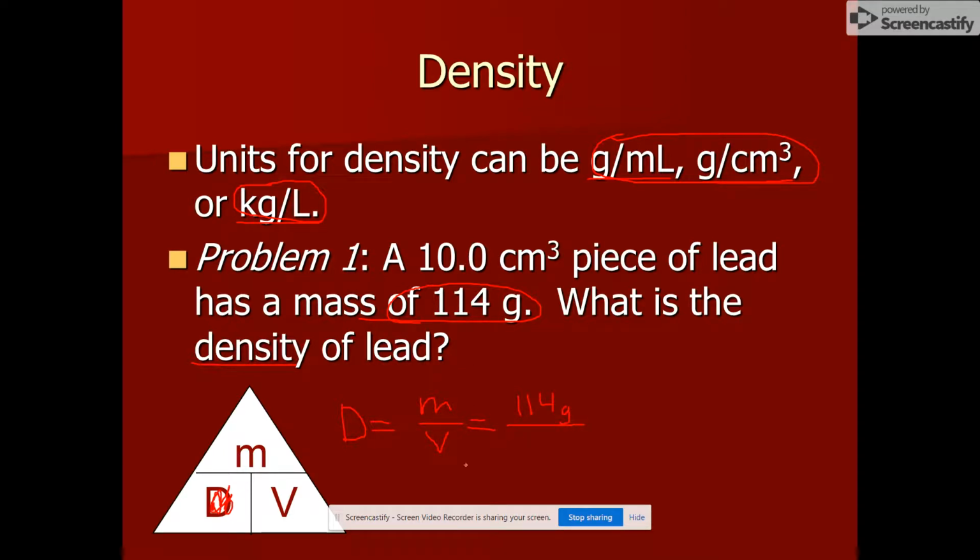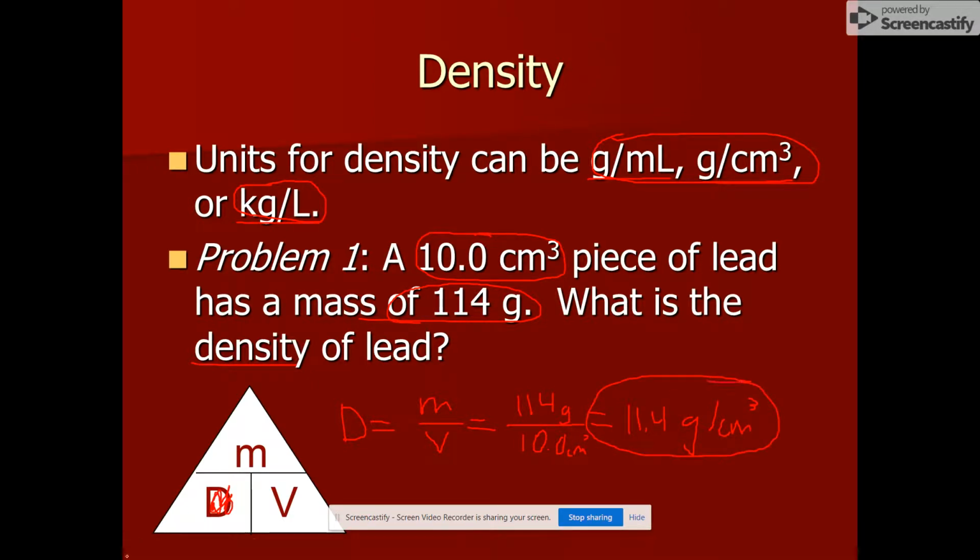And I'm going to look for volume. It doesn't say the word volume in the problem, so I'm going to look for either milliliters or centimeters or something like that. And it shows me that here, that's going to be my volume, so I'm going to have 10 centimeters cubed on the bottom. So I'm going to take 114 and divide it by 10, and I get 11.4. And since neither one of my units is canceled out, I'm left with grams over centimeter cubed, and there's my answer.